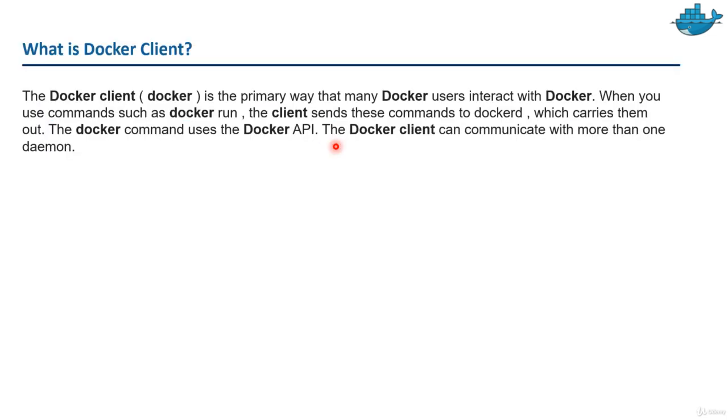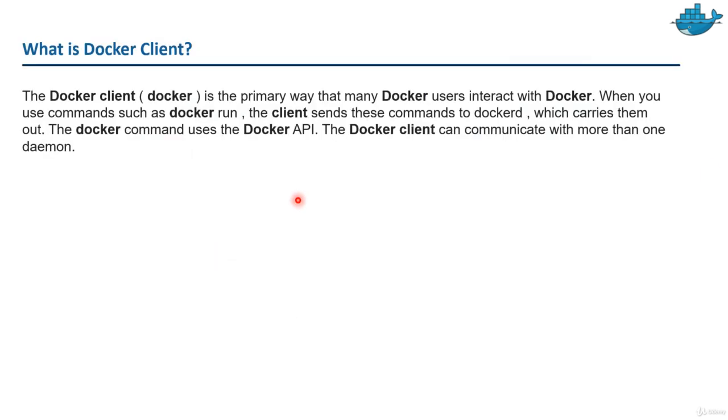So let's talk a bit more. What is Docker client? Theoretically, the Docker client is the primary way that many Docker users interact with Docker. When you use a command such as docker run, the client sends these commands to the Docker daemon, which carries them out. The docker command uses the Docker API, which is a REST API. The Docker client can communicate with more than one daemon at a time. So you can remember these points.